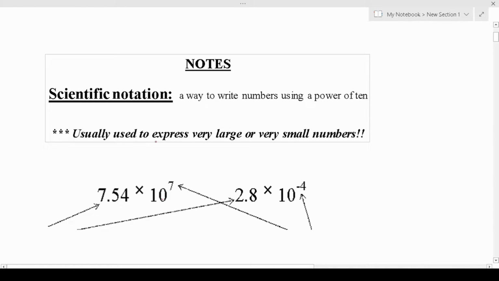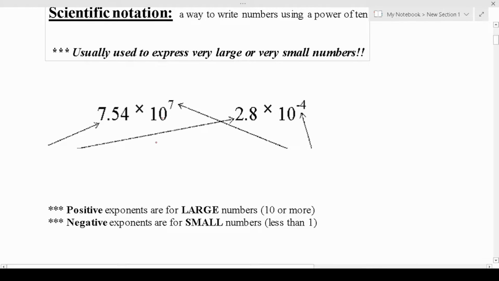So as I mentioned, we're going to start today's video by learning to express numbers in scientific notation. Before we do that though, I do want to give you some notes regarding scientific notation itself. First, I want to point out that scientific notation is simply a way to express numbers using a power of 10, and more often than not, scientific notation is used to express very large or very small numbers. In these two examples here, we can see that on the left, we have 7.54 times 10 to the 7th, and on the right, we have 2.8 times 10 to the negative 4th.